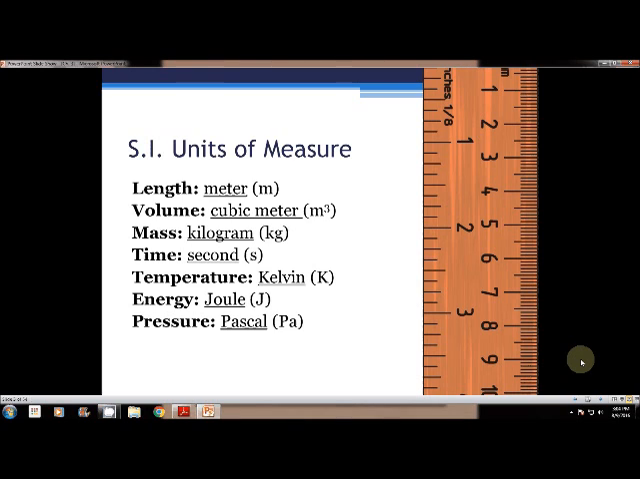So these SI units of measure might show up on the test, maybe as a bonus question, where you have to tell me and identify what they are, in case you need to put a little note in your note packet for what that entails.